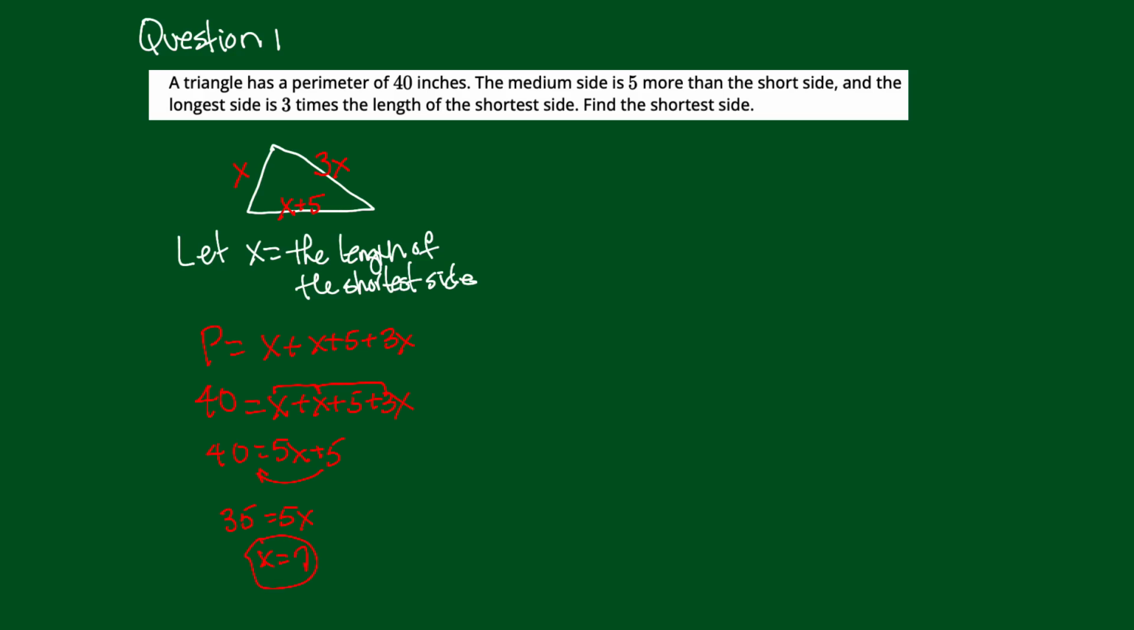Now, be careful. What is x? We have to be sure we're going to answer the question we're being asked. What is x? x is back up here. That's the shortest side. So here's what I'm going to say. Find the length of the shortest side. All right. So I'm going to now claim that the length of the shortest side is 7 inches.